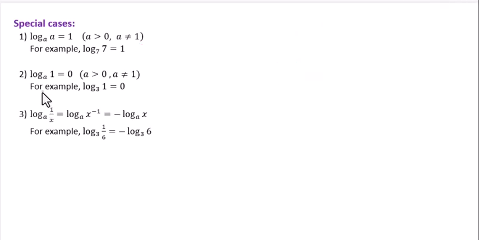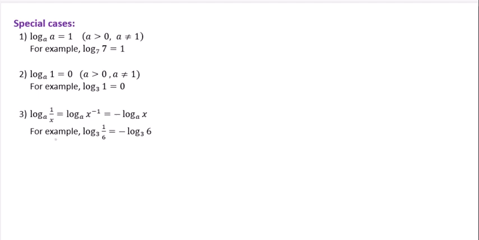The second property is that log of 1 simply equals 0. Okay, it means log to any base of 1 simply equals 0. Why? Because a to power 0 equals 1.